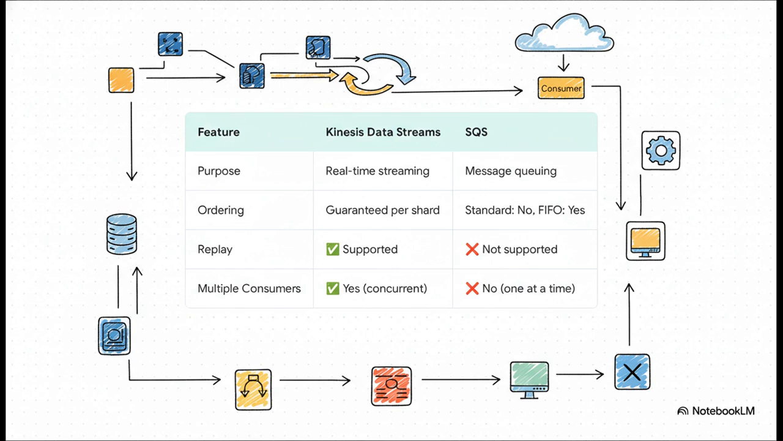With SQS, a message gets picked up, processed by one consumer, and poof, it's gone. Kinesis is totally different. It's more like a replayable log. The data sticks around for a while, which means multiple different apps can all read and even reread the exact same data. That replay feature, that's a huge deal for streaming, and it's something SQS just wasn't designed to do.